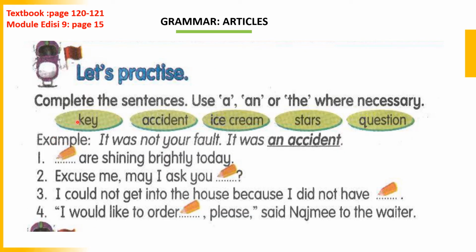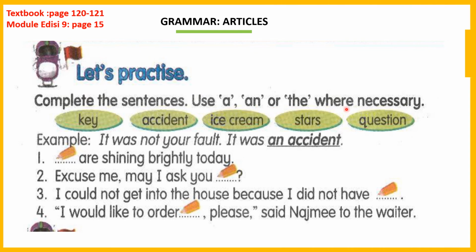Now everyone, let's try to complete the sentences. Use a, an, or the where necessary. The answers given are key, accident, ice cream, stars, and question. But you need to include the articles a, an, or the. For example, it was not your fault. It was an accident. The word accident, we have to use an because it starts with A, E, I, O, U.